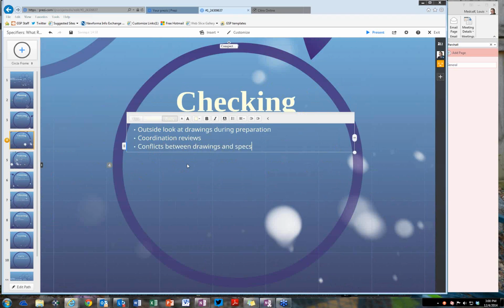Okay. Marilyn Smith would like you to add constructability reviews under checking, which is entirely different than looking for conflicts.